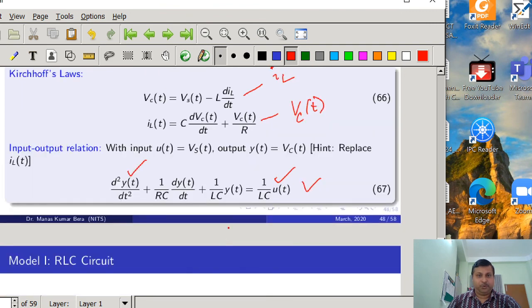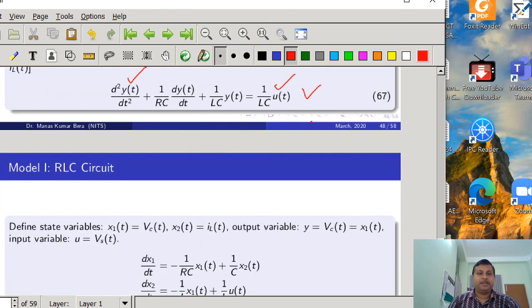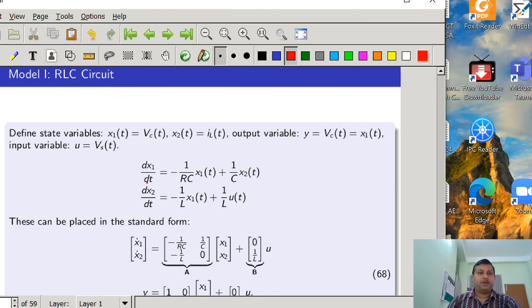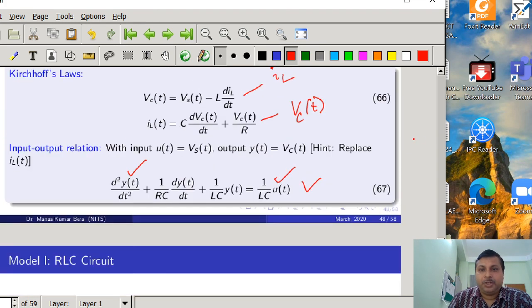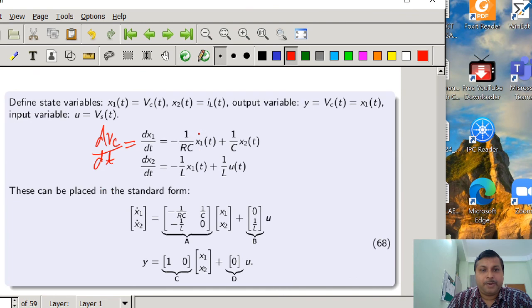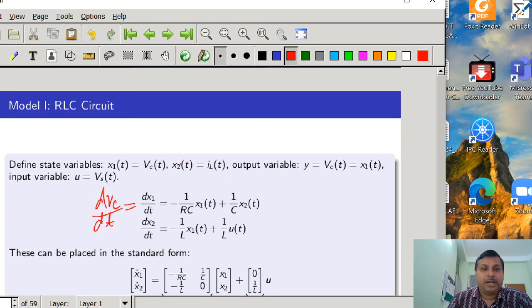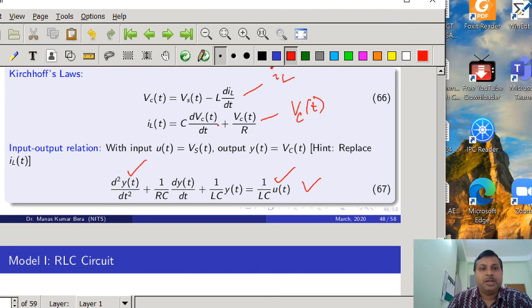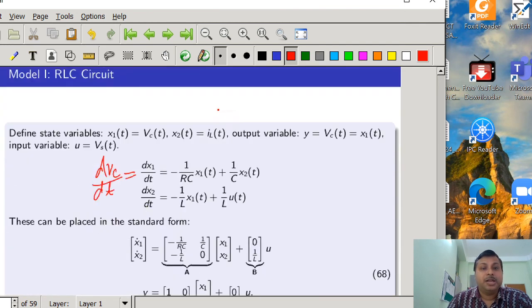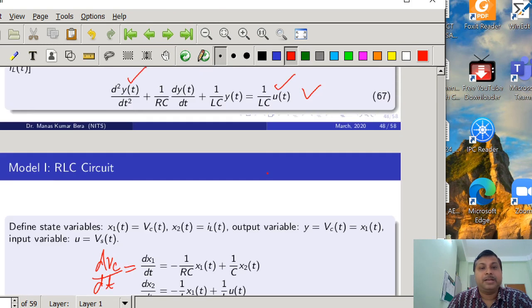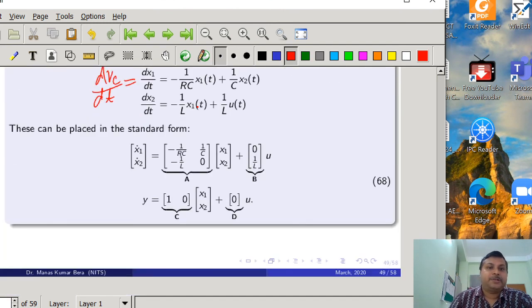Now if you have chosen these two state variables, then you have to write dIL/dt and dVC/dt. So first we have written dx1/dt, which is basically dVC/dt. That will be written from equation number 66, that is minus 1 by RC x1(t) plus 1 by C into x2(t). Very easy to write. Similarly we can write dIL/dt from the first equation, that is minus 1 by L x1(t) plus 1 by L into u(t). Fine. So with this we can represent the state space representation of the given system.